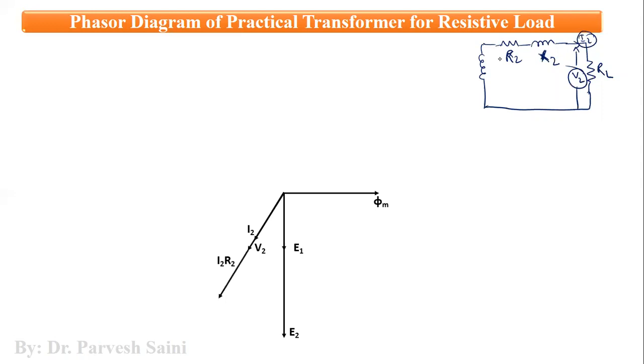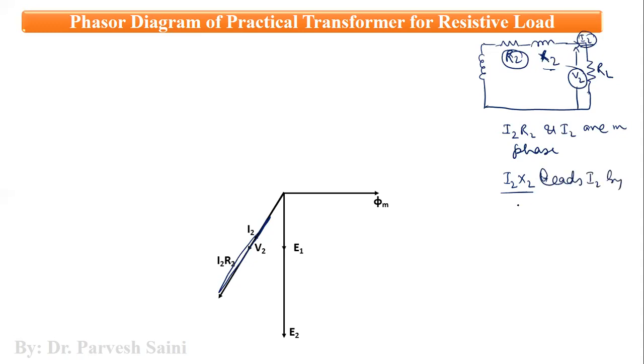Now the same thing we will apply. If this current I2 flows through this R2, there will be a certain voltage drop I2 R2. I2 R2 and I2 will be in the same phase. Why? Because R2 is a resistance, right? So these are in the same phase, you can see. Now, when this current I2 flows through X2, there will be a certain voltage drop I2 X2 across X2, and I2 X2 in this case will lead I2 by 90 degrees. This is what's shown here. So I2 X2 is leading I2 by 90 degrees. This is for the secondary side.